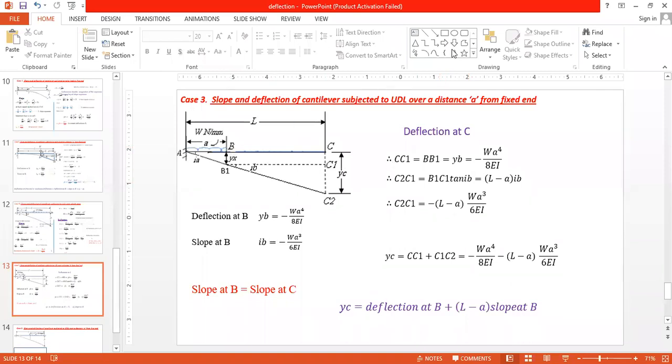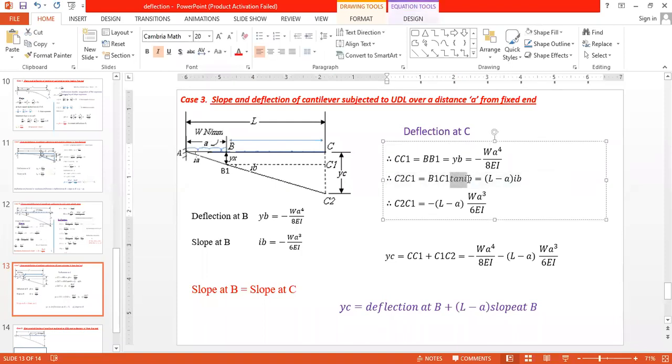Now B1C1, if you measure this distance from here to here, then this distance B to C, or B1 to C1, is L minus a. Therefore B1C1 is L minus a, and tan iB is equal to the iB.